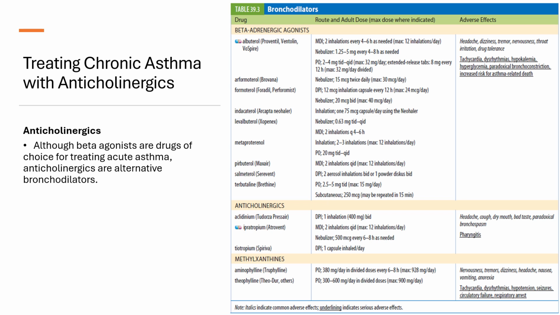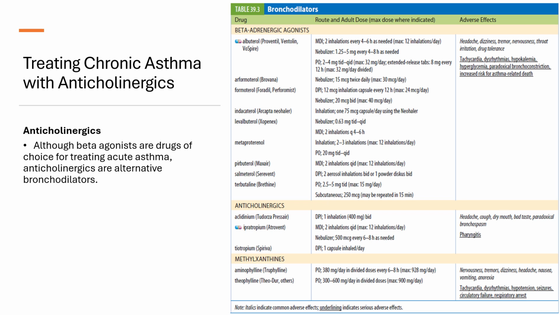For your anticholinergics, anticholinergics block the parasympathetic nervous system. Again, they are anticholinergic blockers. They are alternative bronchodilators for patients who are unable to tolerate the beta-2 adrenergic agonists.